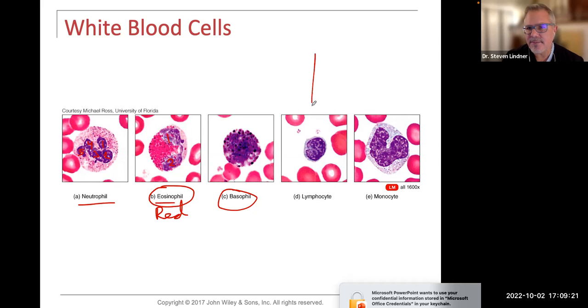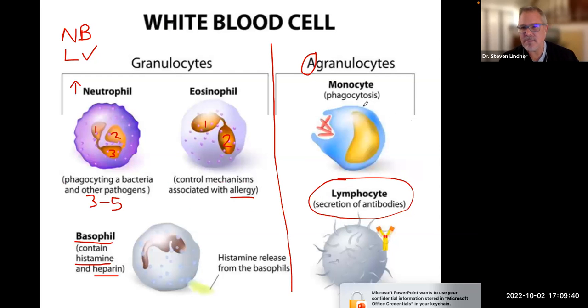When you look at a lymphocyte, it's agranular. When you look at a monocyte, it's agranular. The lymphocyte nucleus that we see here is just about as large as the actual cell, whereas the monocyte has this kidney bean-shaped nucleus, and it's pretty large, as is here, right? The monocyte is pretty large. It's got that kidney bean shape.